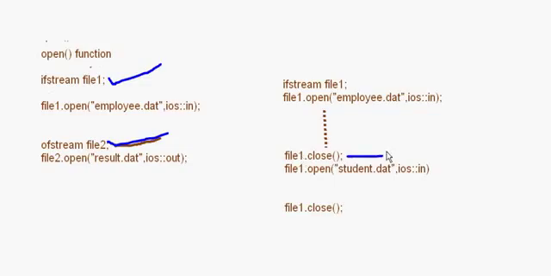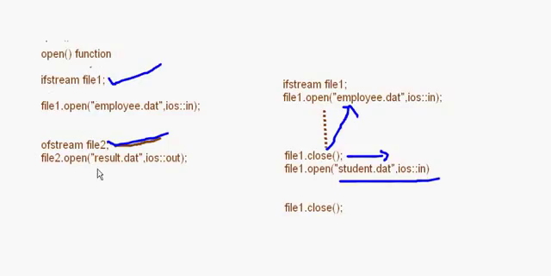Here I am closing this file1.close, that means it closes the input connection to the file. Now which file? To this file employee.dat, right? So that connection is closed, and here you are using the open function to create one more connection. Now in this case I am opening the file student.dat with the same ifstream object, right? Whereas in this case I am using two objects.